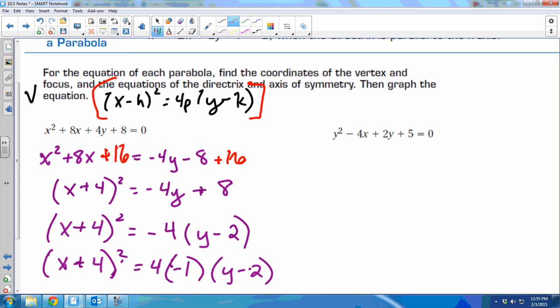Everyone still with me? I have to rewrite it one more time because I need to know what p is. The 4 has to be positive in the equation. So 4 times negative 1 is negative 4. So now I know what p is. Questions?